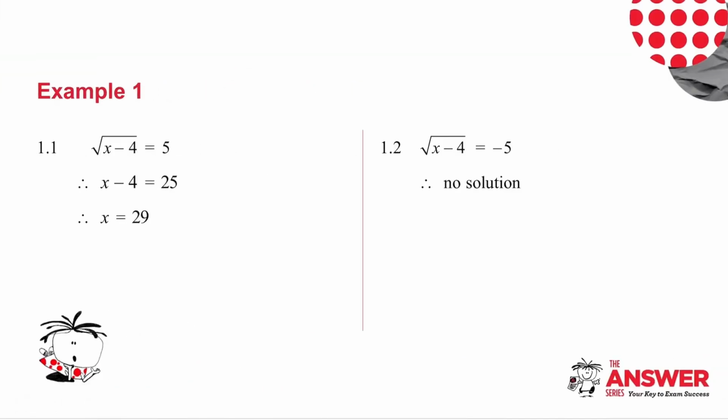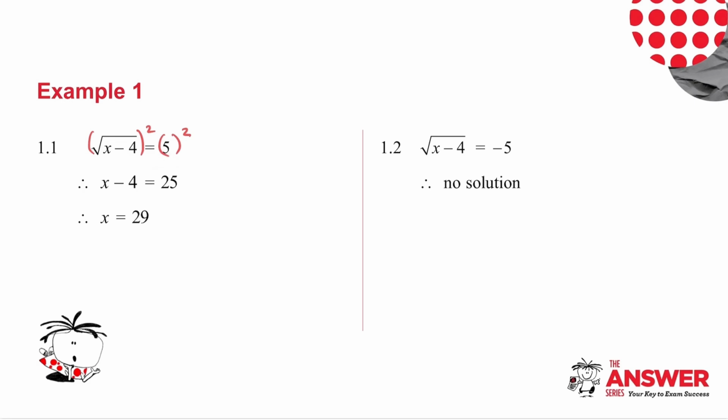In the first example, what I'm going to do to get rid of the square root is square both sides. When I square the square root of x minus 4, I get x minus 4 because a square root and a square are opposite operations. 5 squared is 25, so x is equal to 29. If I check back, in place of x put 29, 29 minus 4 is 25, and the square root of 25 is 5.